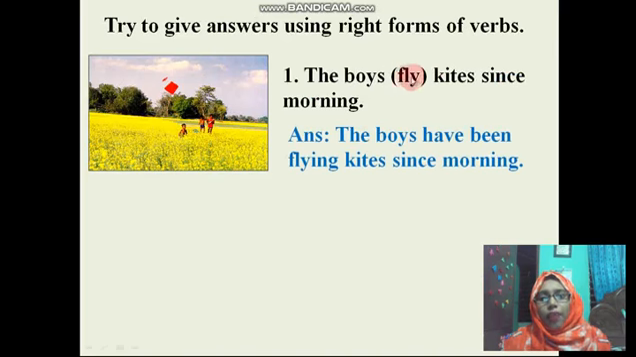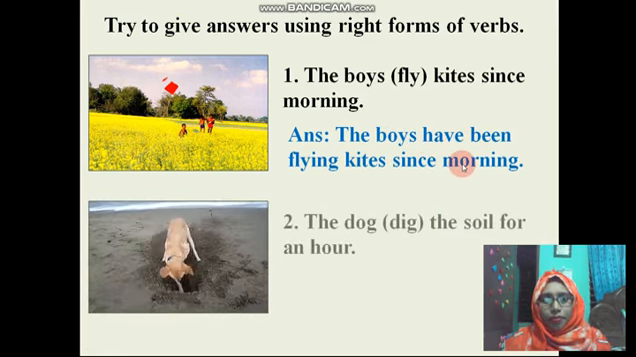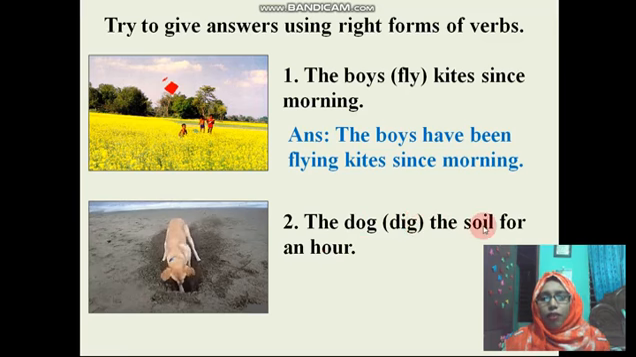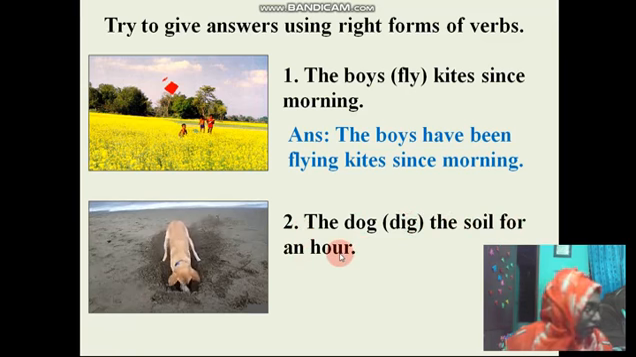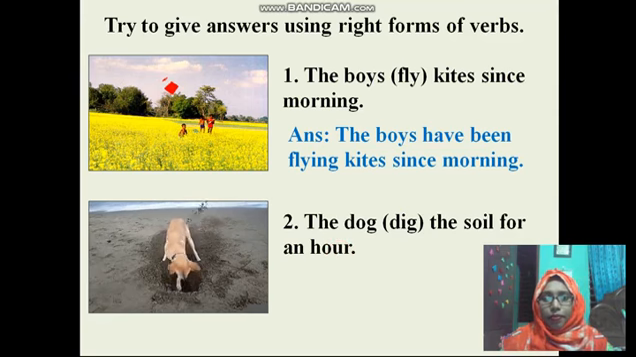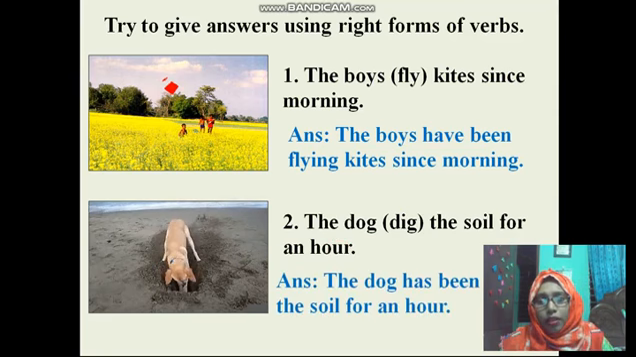You see, the boy (fly) kites since morning. Here we find since and morning. It means since plus time. That's why the sentence is present perfect continuous tense. The boys have been flying kites since morning. The dog (dig) the soil for an hour. For plus time. That's why this is present perfect continuous tense. And the answer will be the dog has been digging the soil for an hour.